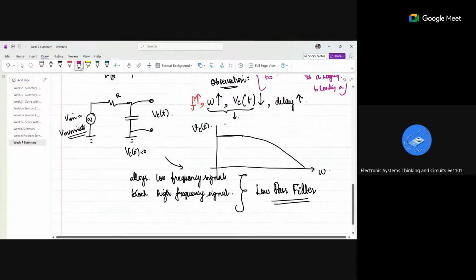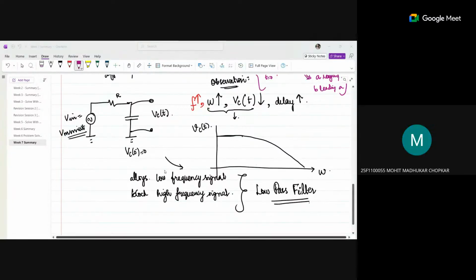So as I was saying, I'm going to plot these two variables. As I increase my omega, I'm going to see how my VC of t behaves. So I will get a waveform like this. What does this waveform say? It basically allows the low frequency signal and blocks the high frequency signal. Because of these characteristics, this circuit is called a low pass filter. Is it clear? Does anyone have any doubt till here?